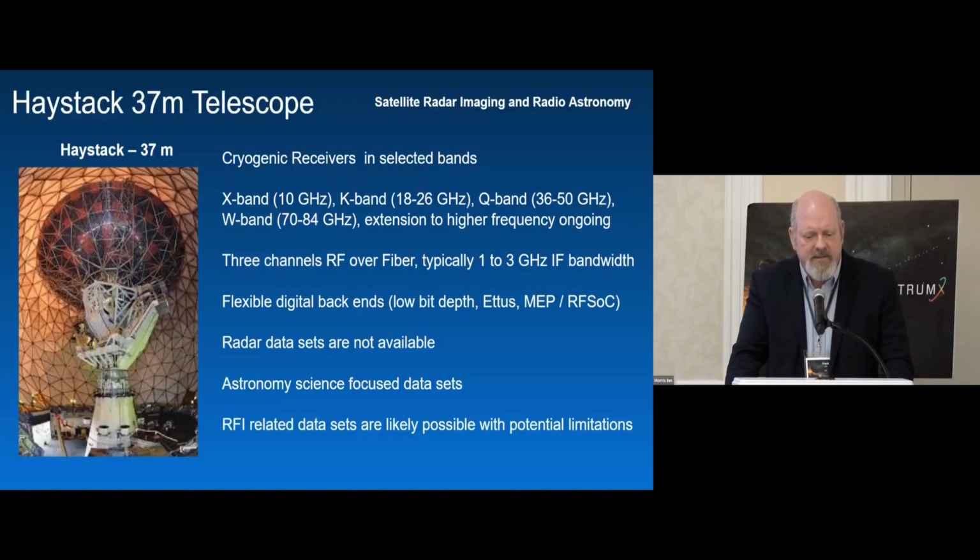But the passive data for astronomy and scientific projects, we actually are online finally with scientific capability on the system after it began and upgraded in about 2010, and we finally got the science capability back in 2016. So the radar capability happened a lot earlier. We have 3 RF over fiber channels, soon to be 6 RF over fiber channels available. They typically have 1 to 3 gigahertz bandwidth IFs, depending on the particular band that we want to look at.